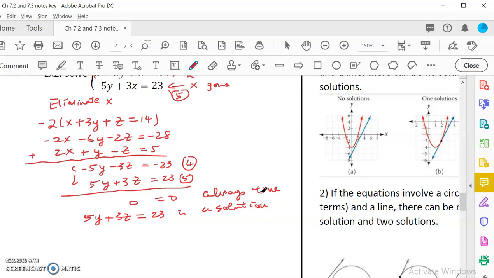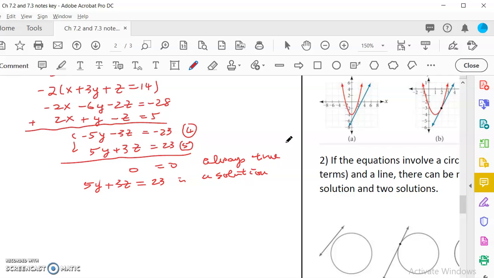But I need a solution that is x, y, z, right? Where does x go? So I can solve for y with z. You say 5y is 23 minus 3z, if you subtract 3z. So whenever you put in z here, you can find y. So y would be 23 minus 3z over 5. So this is y, and z is z.